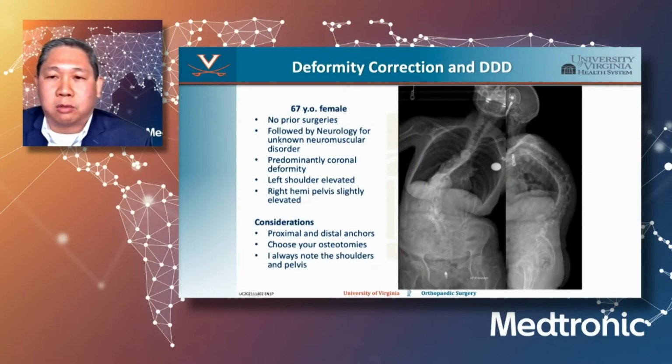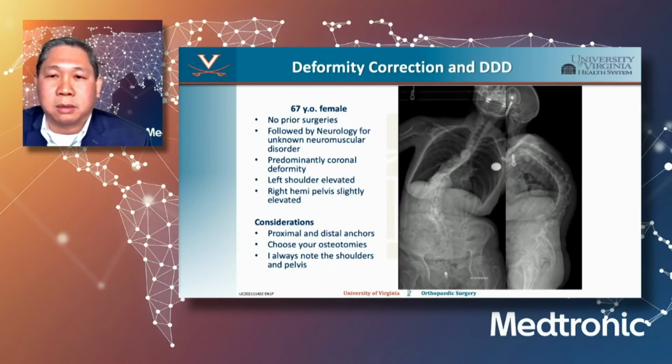This is that case of a patient who has relatively, if you look at the numbers, level alignment in the sagittal plane, but coronally off. It's an unusual looking curve, and as you would imagine, they're being followed by neurology for some neuromuscular disorder. I always look at the shoulders. You can see that the left shoulder's up and the right hemipelvis is up. So if you level this patient in the coronal plane, you always have to think about an upper thoracic curve, which this patient doesn't have.